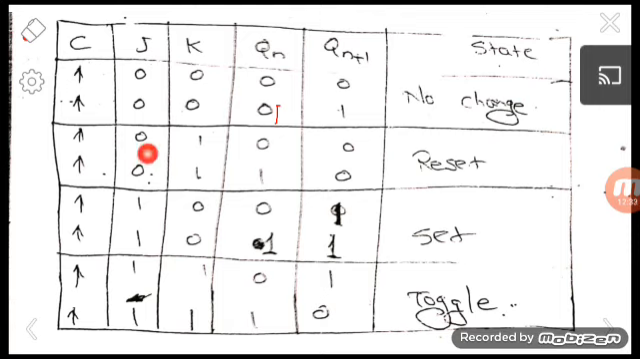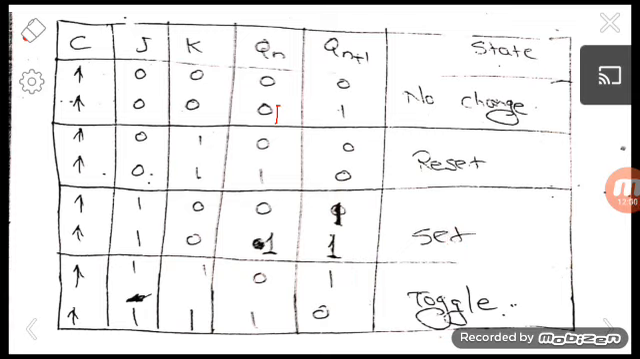For J equal to 0 and K equal to 1, whatever may be the prior output, the next output after applying this input will be 0, same as our SR flip-flop. For J equal to 0, K equal to 1, our output will be 0, reset condition. For J equal to 1, K equal to 0, whatever may be the prior outputs, always our output will be 1. It is in set condition.